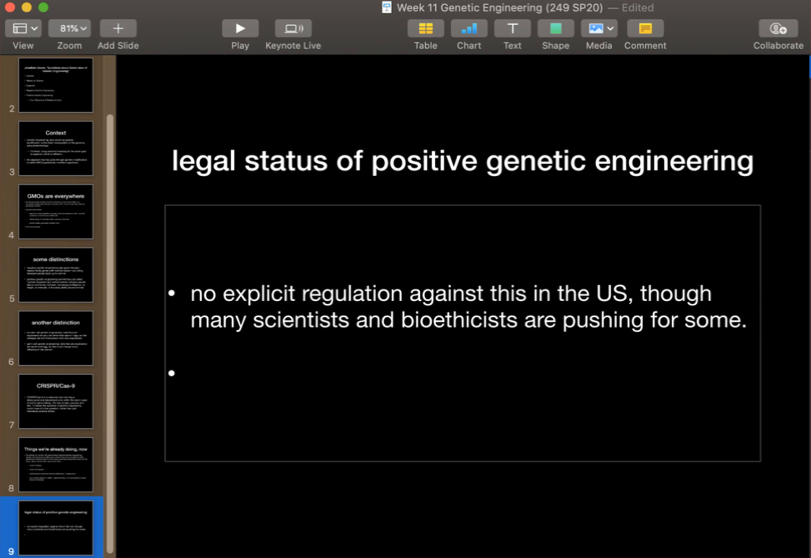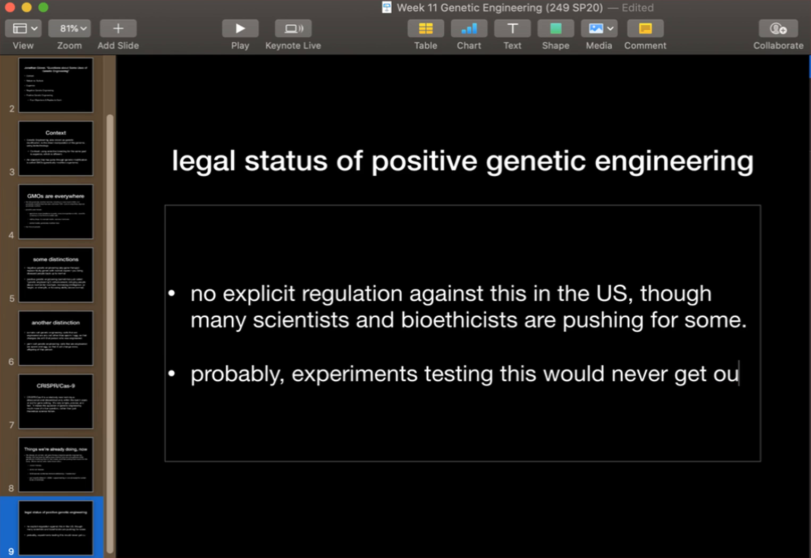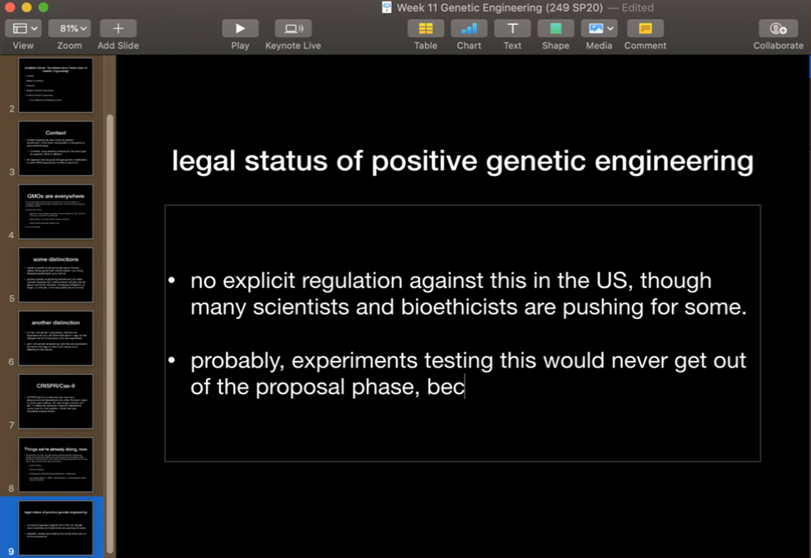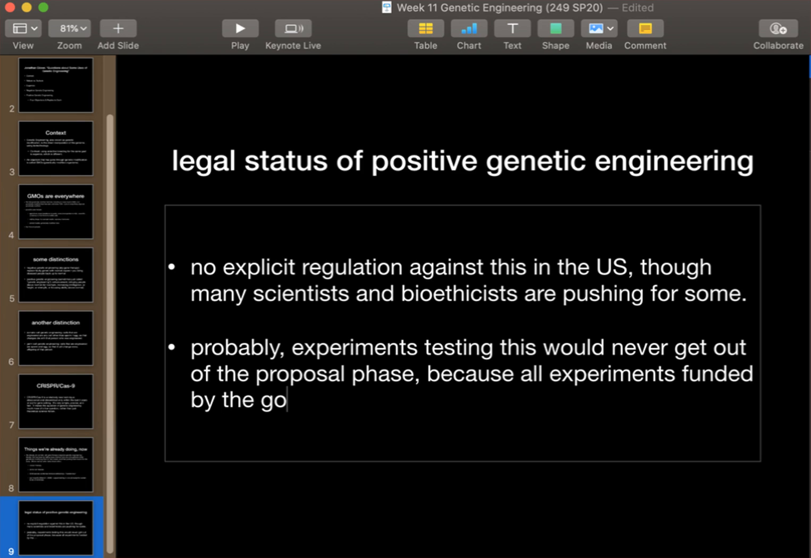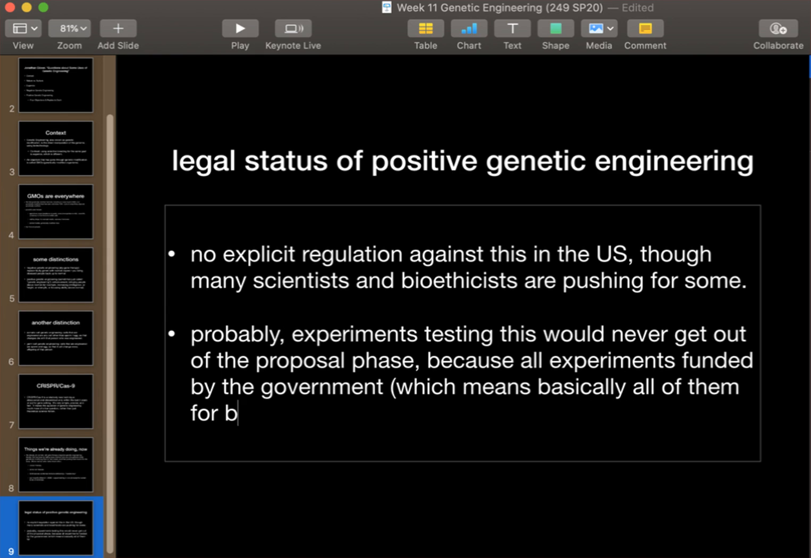Probably, though, experiments testing this would never get out of the proposal phase, because all experiments are funded by the government, which means basically all of them for biotech, because biotech tends to be very expensive. Well, I shouldn't say all, because there are pharmaceutical companies and so on, but basically all of them in this area typically need some kind of federal funding.